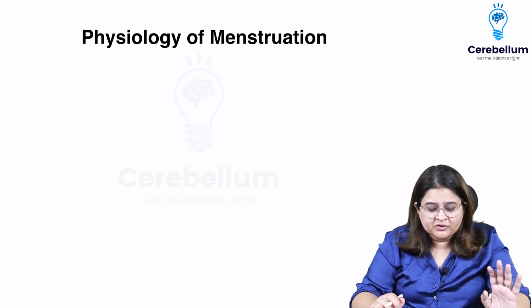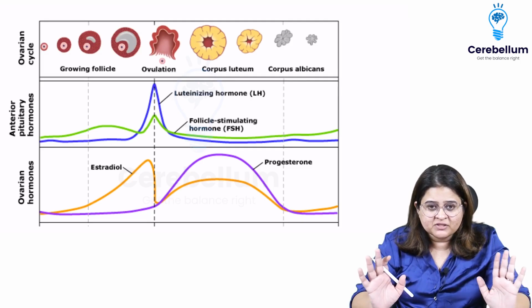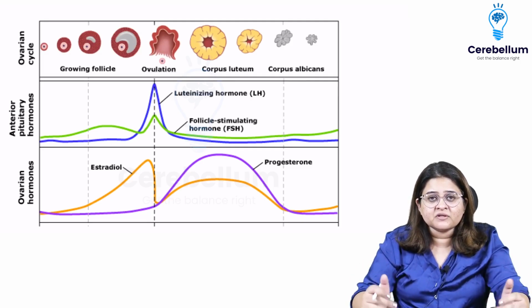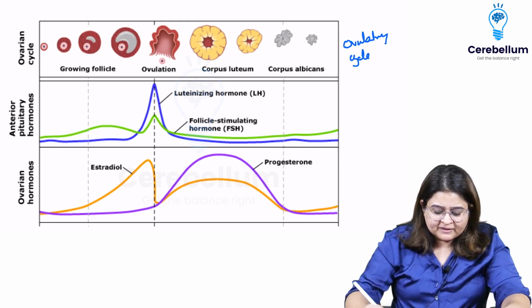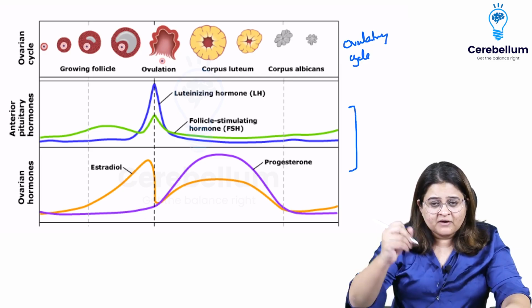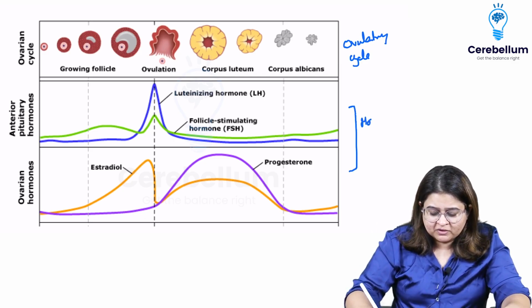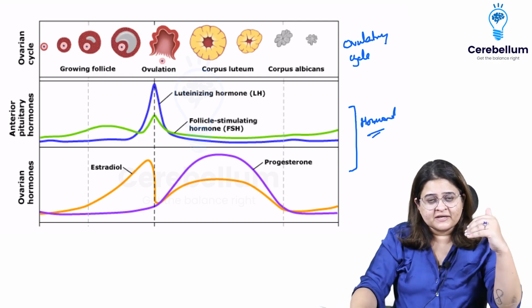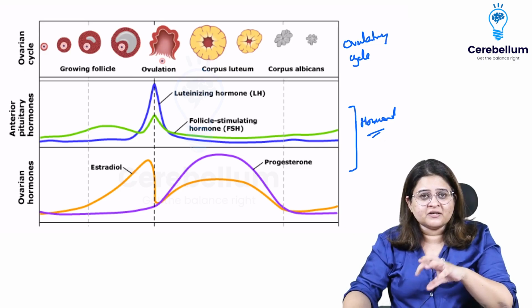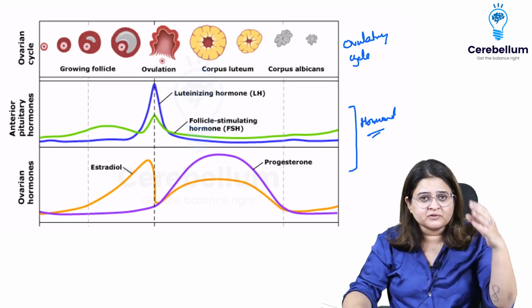Now, when we talk about physiology of menstruation, always remember this chart. This chart is very, very important. What does this chart show? The top part shows the ovulatory part of the cycle, or the ovarian part of the cycle, right? These two graphs are also equally important. These show the hormonal changes during the ovulatory cycle, and along with this, in the next slide, I'll show you the uterine cycle. So everything goes simultaneously.